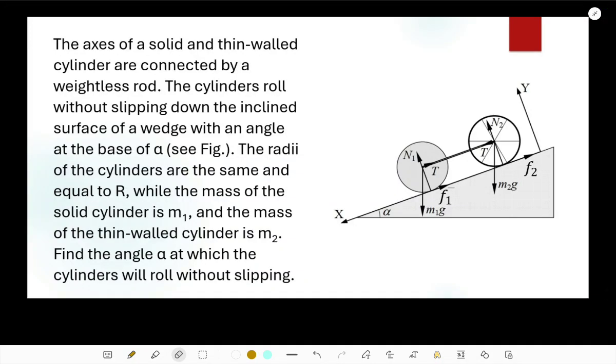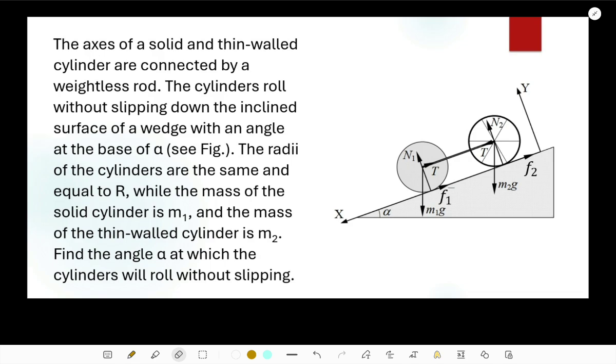And welcome again. There is one more simple problem waiting for you. As you can see on your screen, the statement of the problem is: the axes of a solid and thin-walled cylinder are connected by a weightless rod. Mind it, it's a weightless rod.